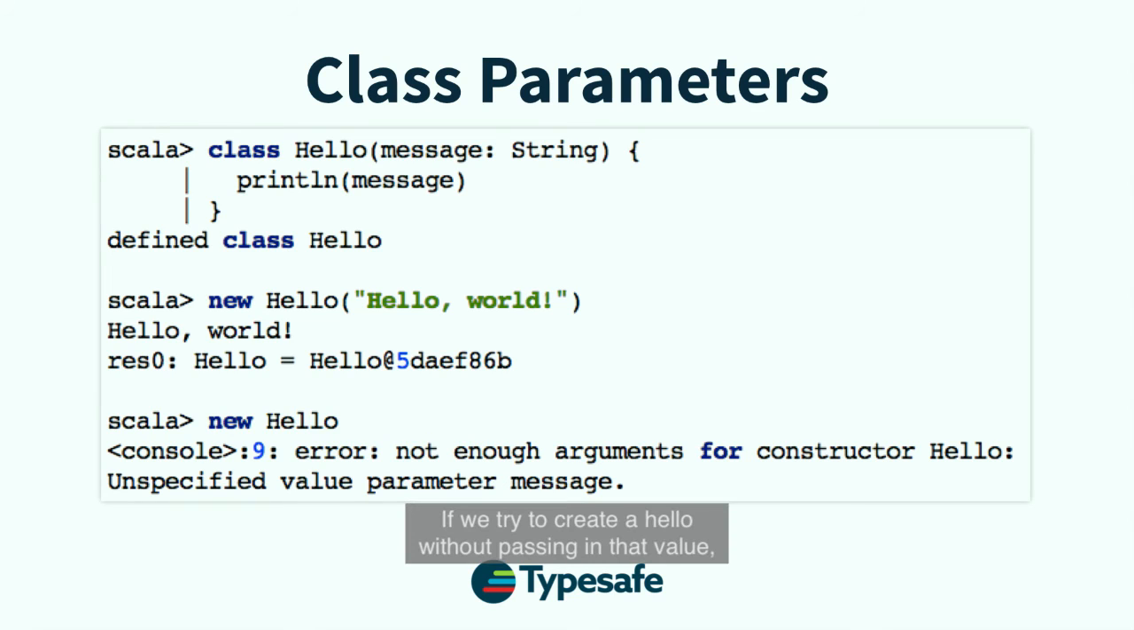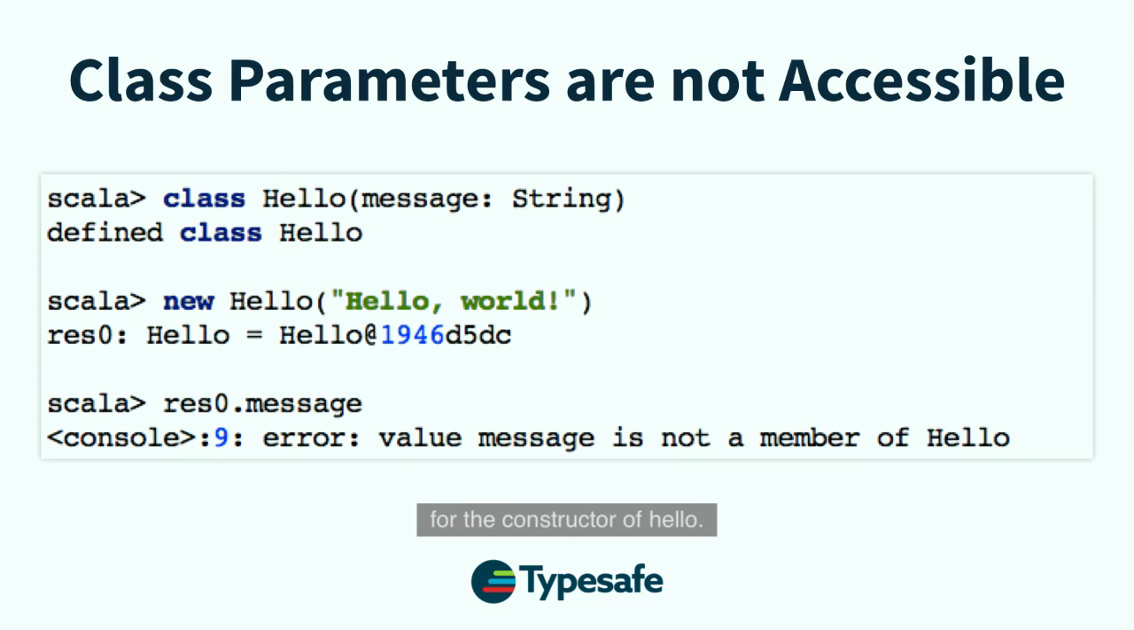If we try to create a hello without passing in that value, we get a compile error before we try to run it, saying that we do not have enough arguments for the constructor of hello. And those class parameters are not accessible. If I have that class hello with the message of type string as a parameter, and I instantiate an instance of hello, and then I try to access the message value inside of the hello instance, res0, I'm told by the compiler that it is not visible. And again, this happens before you put this into production.